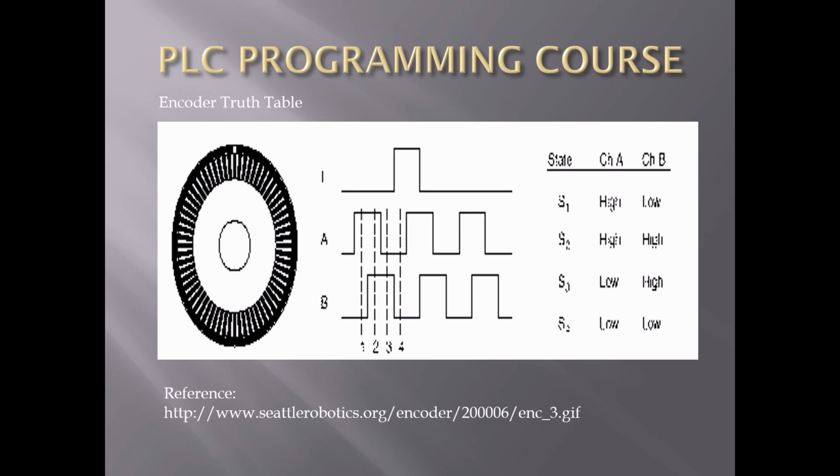You have an encoder truth table. Now here, you would have channel A be high, channel B is low. If state 2 is channel A and B are high, then you have state 3, which is low and high, and then state 4 is low, low. And by looking at this in a PLC, you can tell what direction you're going, where you are in the phase of the encoder.